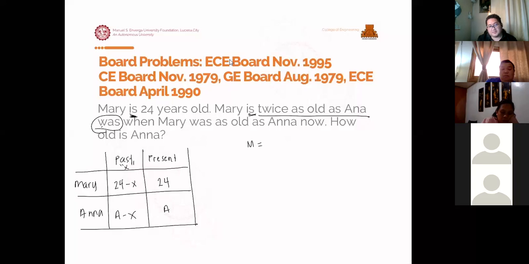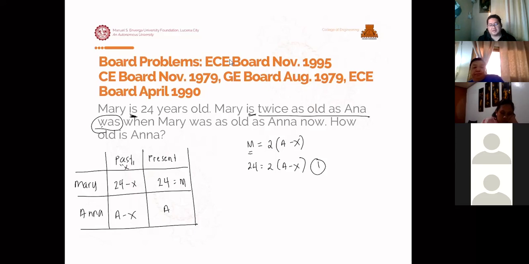Doon sa second statement, sabi niya, Mary, so ito si Mary, is twice as old as Anna was. So, twice as old as Anna was. Kung ano yung edad ni Anna nung past. So, A minus X. Okay? Pero ano bang value ng M natin? Yung value ng M natin is 24. Okay? So, ibig sabihin, 24 is equals to 2 times (A minus X). Ito yung first equation natin mula doon sa statement na yan.